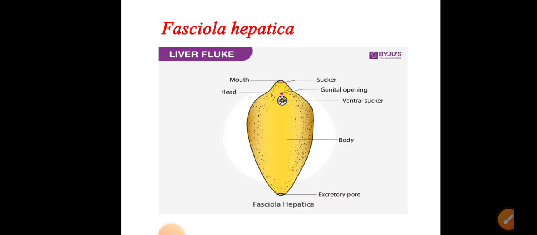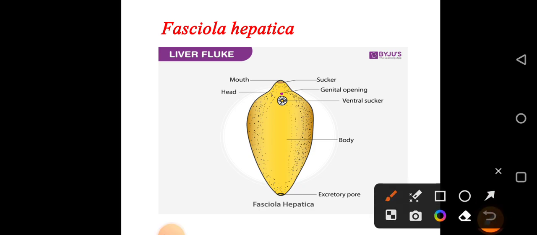Today we study the topic Fasciola hepatica. Fasciola hepatica is in the phylum Platyhelminthes. Platy means flat and helminthes means worm. First of all, we see the habitat of this Fasciola hepatica.